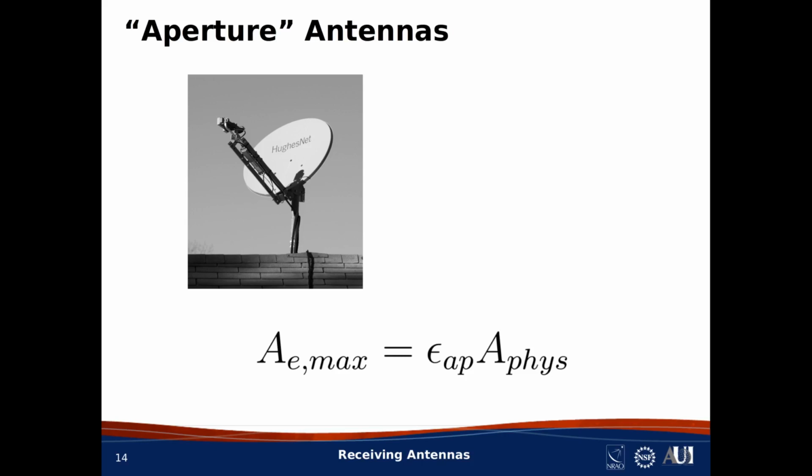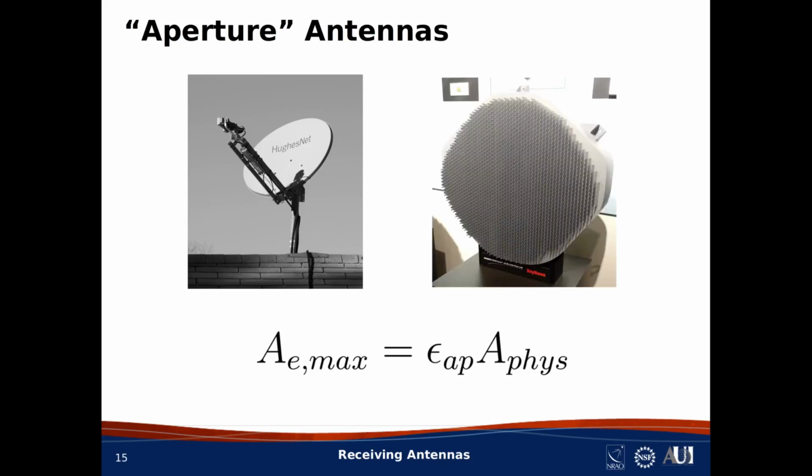And of course, this is only the maximum effective aperture, since it depends on the wave arriving from the correct direction. If the wave instead arrives from some other direction, then our virtual window is oriented in the wrong direction and captures less power. Another type of aperture antenna is the phased array shown on the right. Now this happens to be a phased array for a military aircraft radar, but what I'm about to say applies to all kinds of phased arrays, including those used for commercial communications and even for radio astronomy.